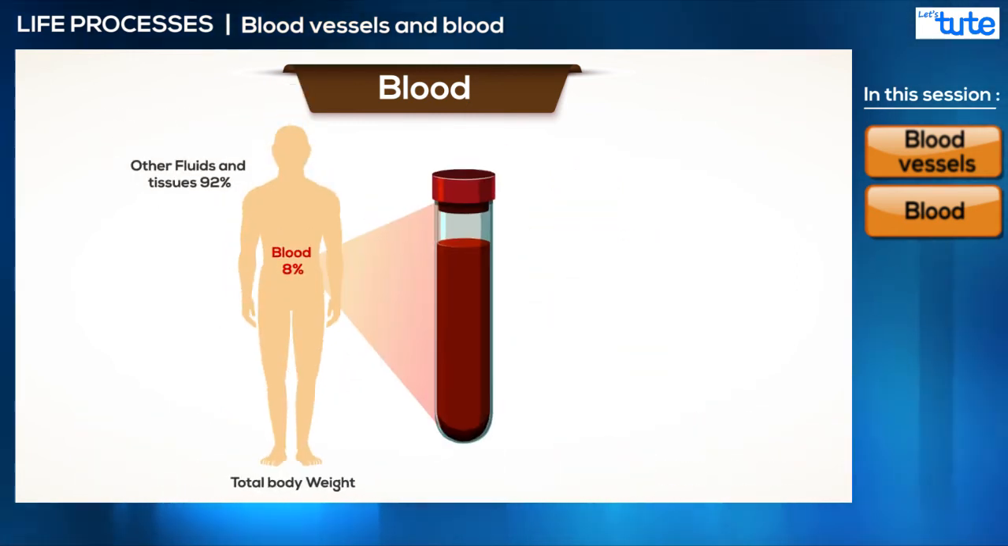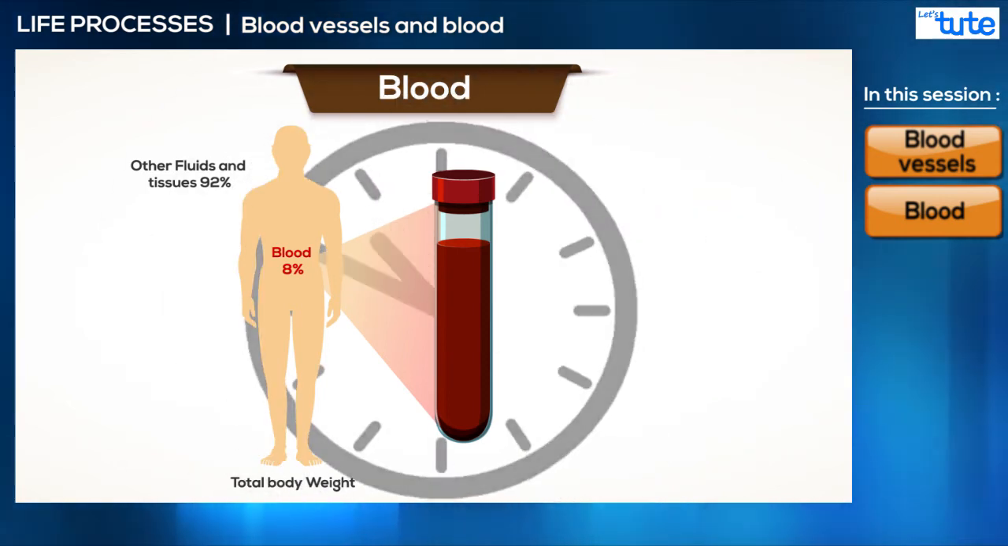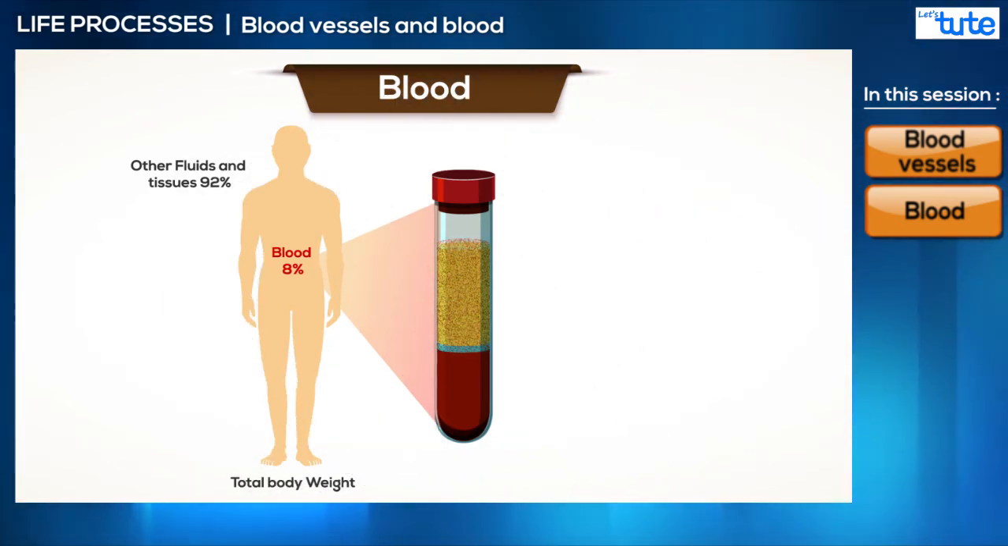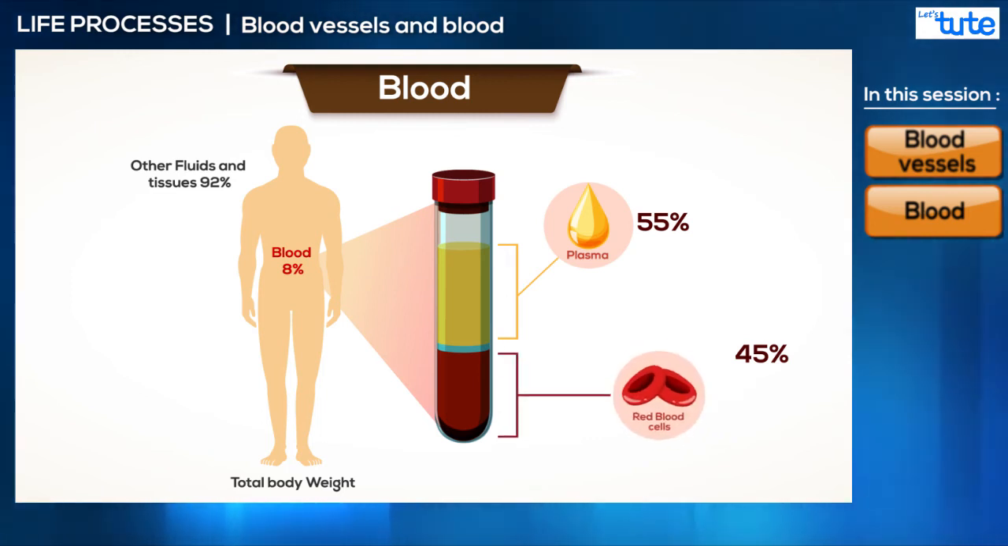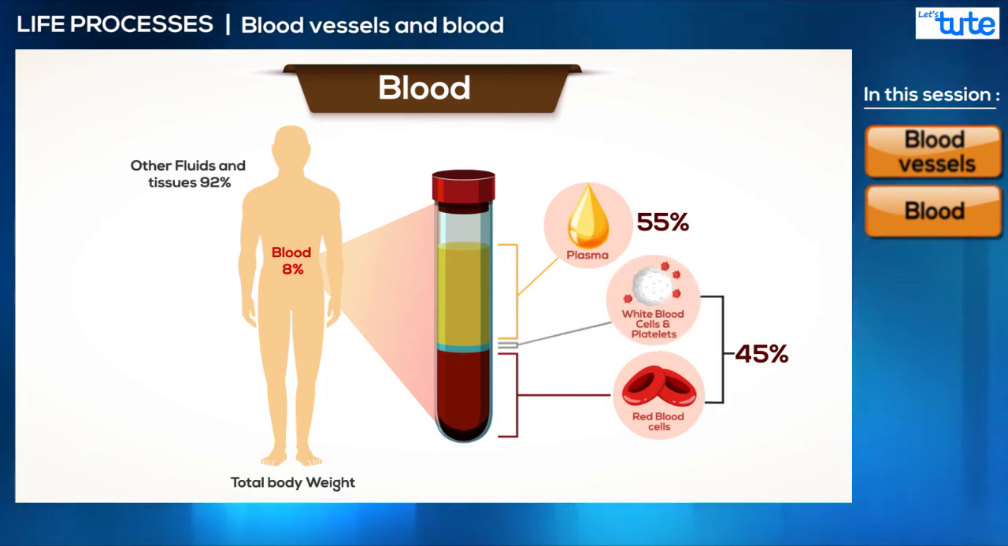We collect some amount of blood from a person in a tube and allow it to stand still for a few hours. We can see that the cells deposit at the bottom and the fluid is there on the top. This yellowish white fluid is called plasma. 55% of the blood is composed of plasma. The remaining 45% is the cellular component, which includes the red blood cells, RBCs, or the erythrocytes, the white blood cells or WBCs, or the leukocytes, and platelets.